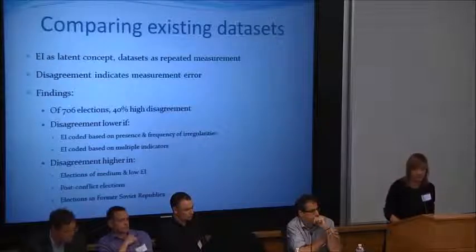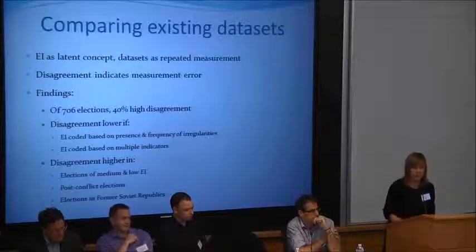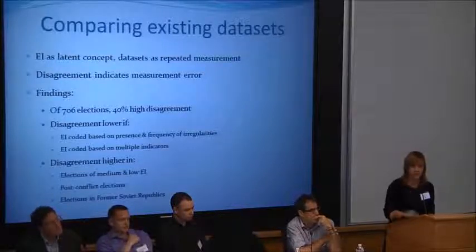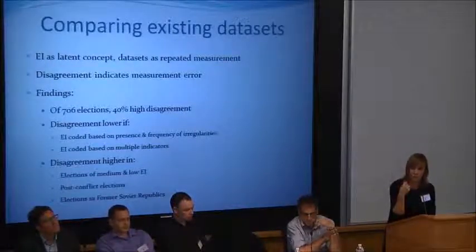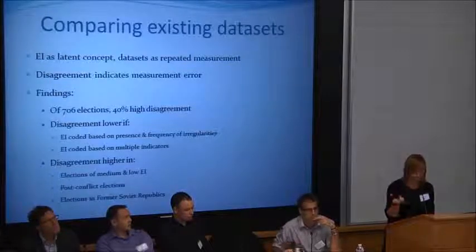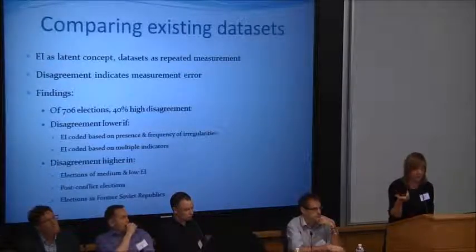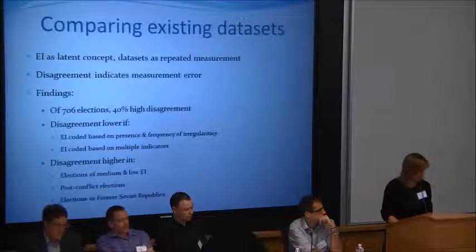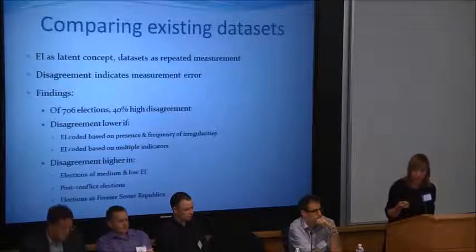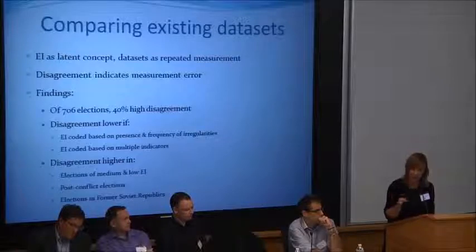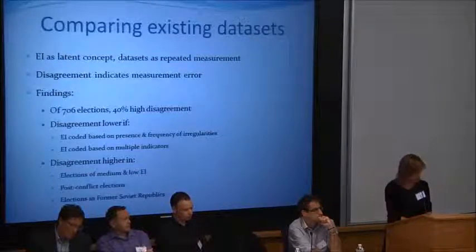I find the disagreement is lower if data sets measure only the presence or the frequencies of irregularities. So those data sets that include judgments about whether the irregularities were intentional or whether they affected the election outcome, whenever they are included in the measurement of elections, disagreement is much higher. I also find that if we only include data based on single indicators, disagreement is much higher. Of course, it's logical. One judgment is much less precise than when you measure multiple indicators.